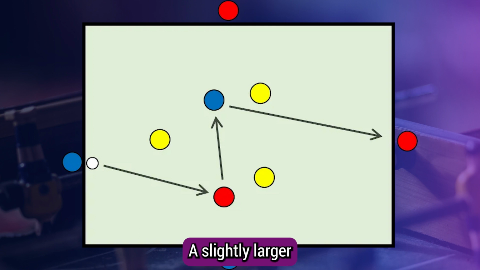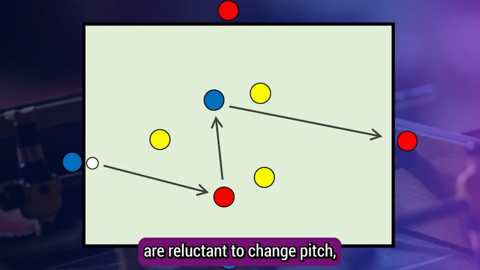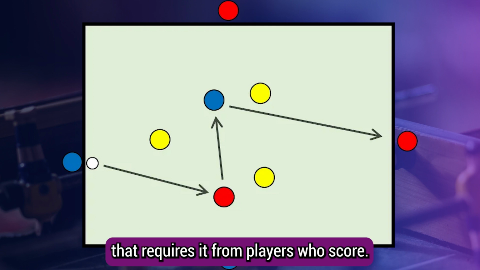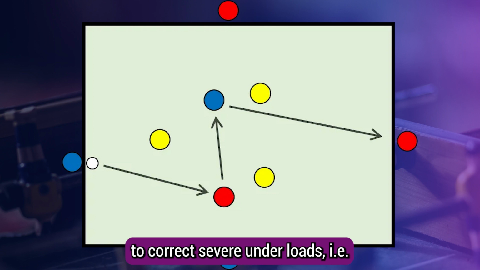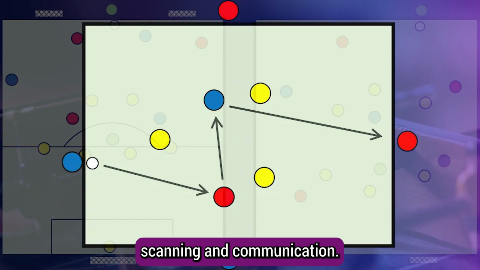A slightly larger group of players is required for this to work best, ideally 3v3+2 or more. If you find that players are reluctant to change pitch, you can add a rule that requires it from players who score. Once this begins to happen, players will then begin to adjust to correct severe underloads, i.e. 1v3, which again requires scanning and communication.